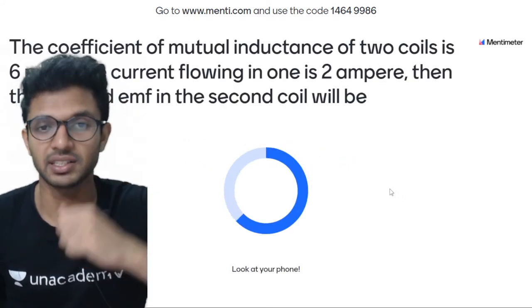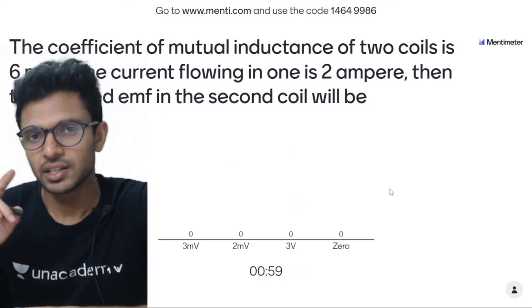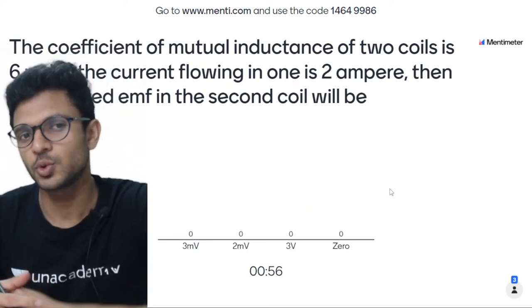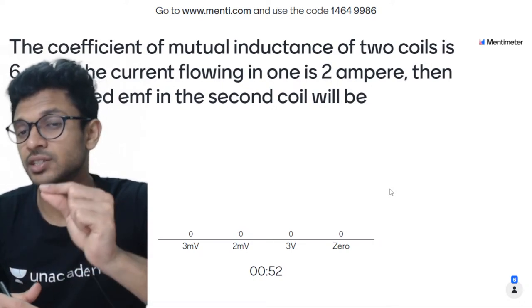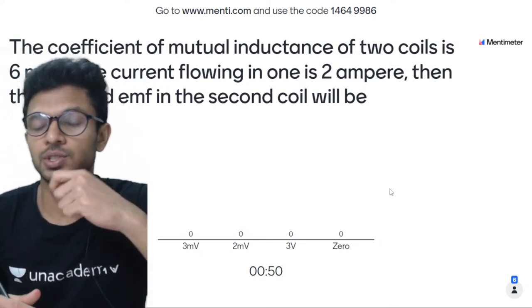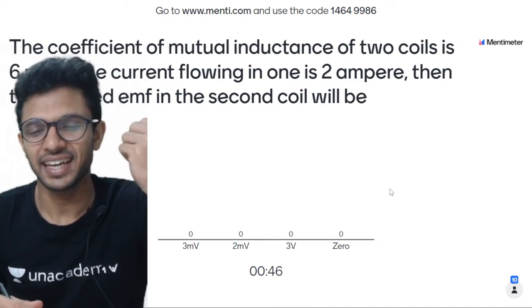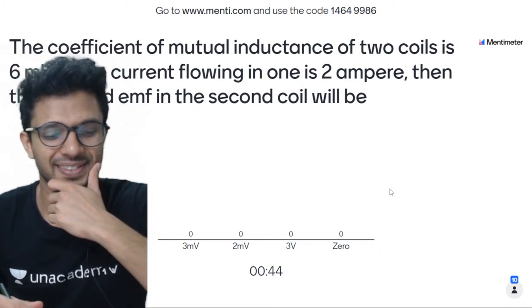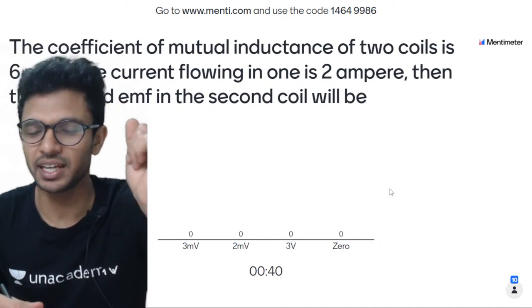We'll do it. Okay, Mansi. Okay, next question. The coefficient of mutual inductance of two coils is 6 millihenry. If the current flowing in one is 2 ampere, then the induced EMF is... Who will ask such a question? But think before you write.